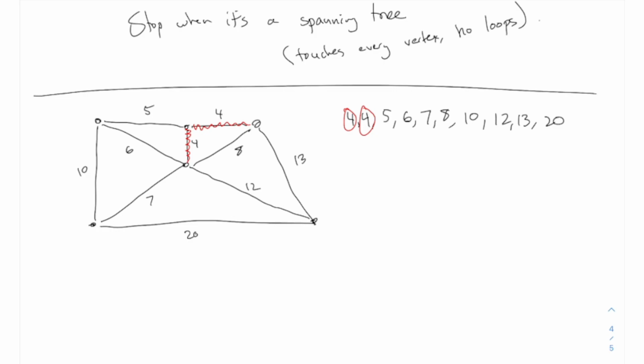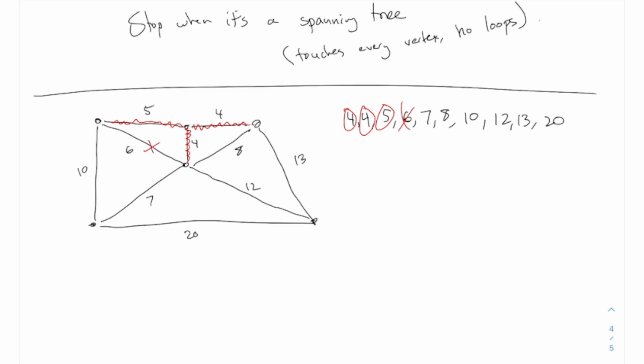Next is the 5. Can I use the 5? You look over here. Remember, the rule is you cannot make a loop, but you can have three meeting at the same vertex. So in this case, I can use the 5. So I'm going to do it. Can I use the 6? What do you say? I see them shaking their heads. You cannot use the 6 because that would make a loop. So no 6. X out the 6.